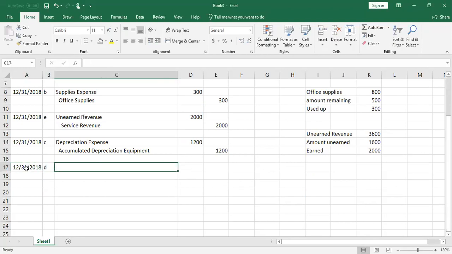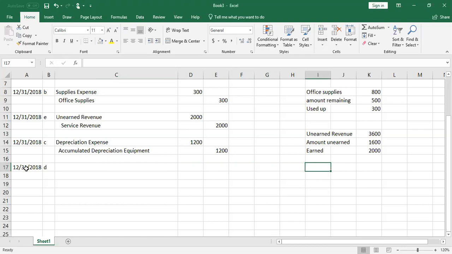12/31/2018, letter D. Guthrie pays its employees weekly on Friday. Its employees earn $1,800 for a 5-day work week. So if we take 1,800 divided by 5, that gives us $360 per day. December 31st falls on Wednesday this year, very similar to what we saw. Monday, Tuesday, and Wednesday.